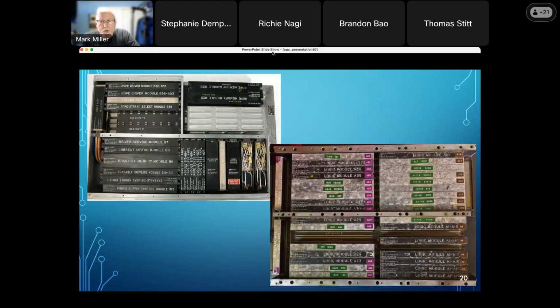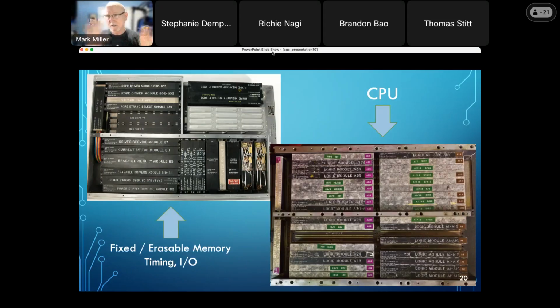So if you take that copper housing, cut it in half and open it up like a clamshell, this is what you'd see inside. That's basically all 2800 integrated circuits forming the CPU. And then the rest of this is fixed and erasable memory, timing, and I/O channels to the various devices on the spacecraft that the computer needed to control.